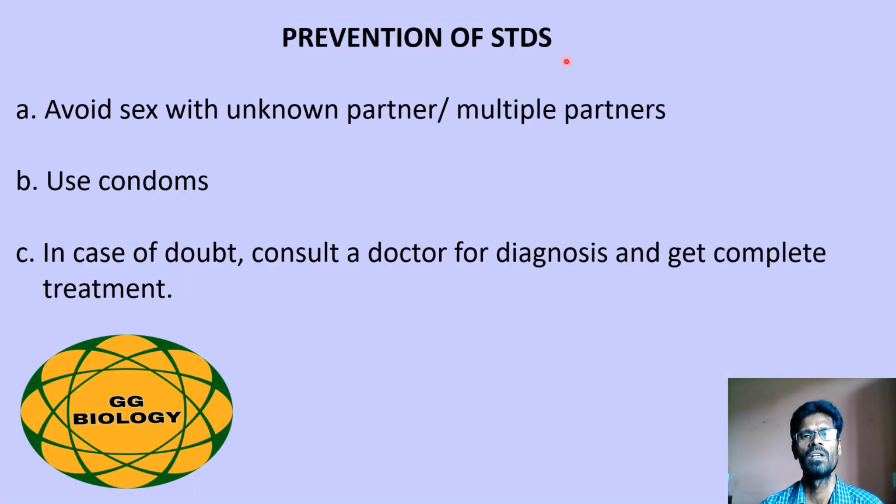How can we prevent STDs? By any one of the following methods. Avoid sex with an unknown partner or avoid sex with multiple partners. The second is using condoms. And the last step is, in case of doubt, consult a doctor for diagnosis and get complete treatment. By following any one of these methods, we can prevent STDs.